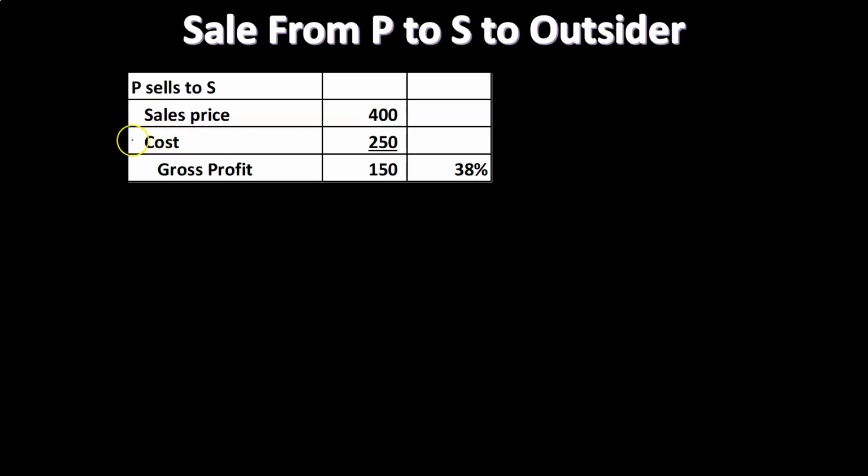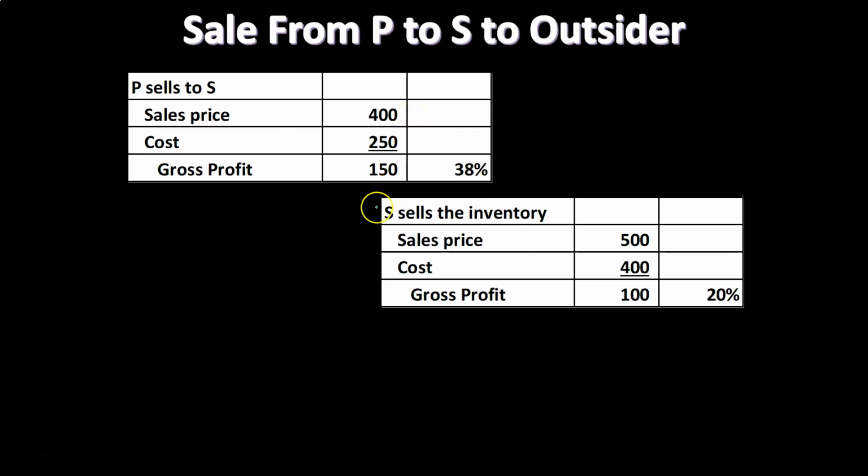So if we start to think about this in terms of just the calculation, and then we'll look at journal entries for it. When there was a sale from P to S, let's say these are the numbers. The sale from P to S was sales price 400. The cost was 250. So the gross profit is 150, which is 38% gross margin, which is 150 divided by 400. Then we said that S sells the inventory to an outside party. This is the legitimate sale, an arm's length transaction. This is not. So now they're going to have 500 cash or sales price, cost 400, gross profit is going to be 100 or 20% of their sales price.